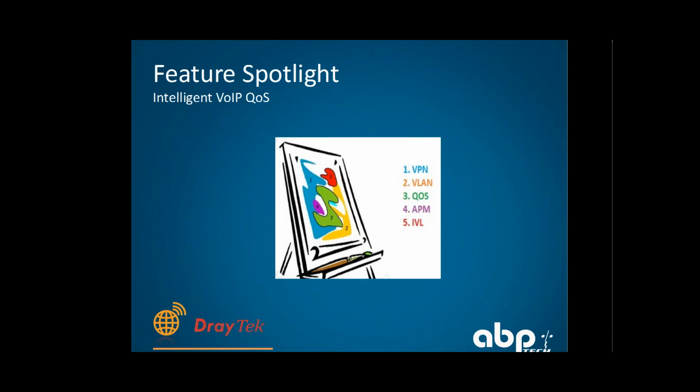Last but not the least, another important feature I'd like to discuss is the intelligent VoIP QoS on DrayTek routers. Now, as you know, QoS is essential for making sure that time-sensitive traffic, like VoIP, is prioritized over other traffic in your network. So you can make sure that the bandwidth is not taken up completely if somebody is streaming something and your voice quality suffers because of that. But configuring all the QoS parameters can be a little challenging for SMBs if you haven't done it before.